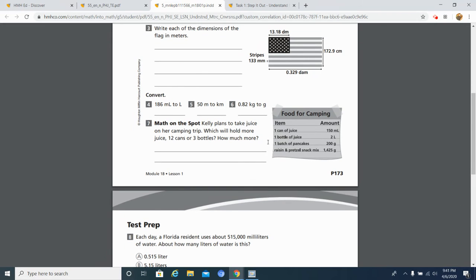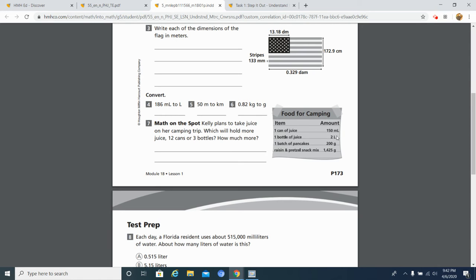Okay, large to small, small to large. That's the first thing you're asked. Okay, Kelly plans to take juice on her camping trip. Which will hold more juice, 12 cans or 3 bottles? Okay, well, 12 cans, a can of juice is 150 milliliters. So how are you going to know what 12 cans is? You've got to times that by 12, right? And then 3 bottles of juice is in liters. So you've got to multiply that by 2. So you've got 6 liters, and then whatever 150 times 12 is.